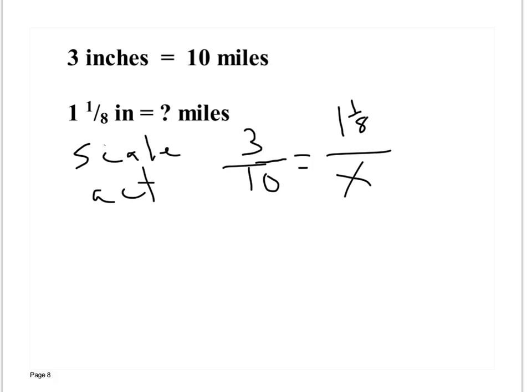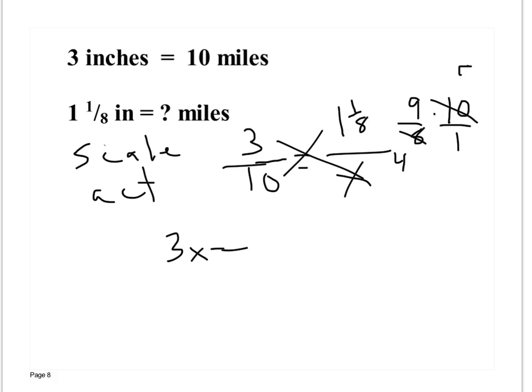All right. So 3x is equal to 10 times 1 1/8. What I would do is make this an improper fraction and get 9/8. Everybody with me? 9 over 8. Okay. So 9 over 8 times 10. Then I can reduce, take 2 out of 8 and get 4, 2 out of 10 and get 5. What is 5 times 9? 45. And we have 4 on bottom.